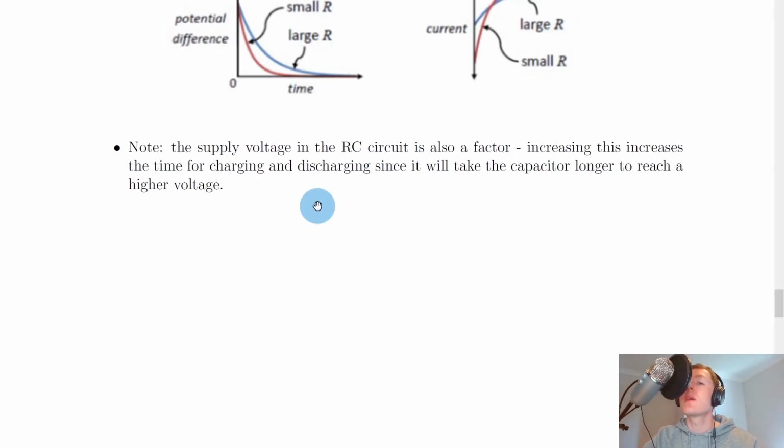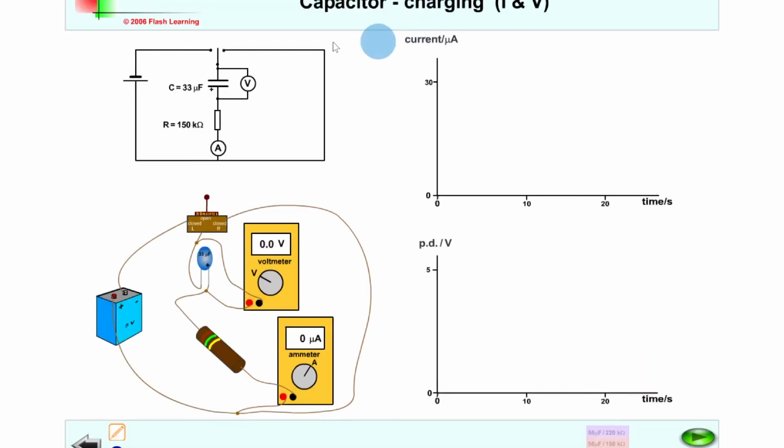Just to show you a quick simulation to help you understand these factors. So let's say we start off with the charging case, and if I have a 33 microfarad capacitor and a 150 kilo ohm resistor, if I click play here, you'll see that we get the potential difference increasing over time, and we also get the current decreasing over time.